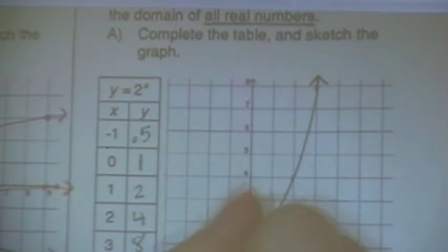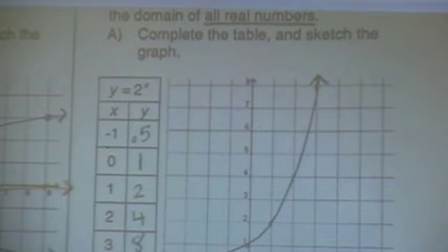But then this arrowhead at the top indicates that it's going forever to infinity.